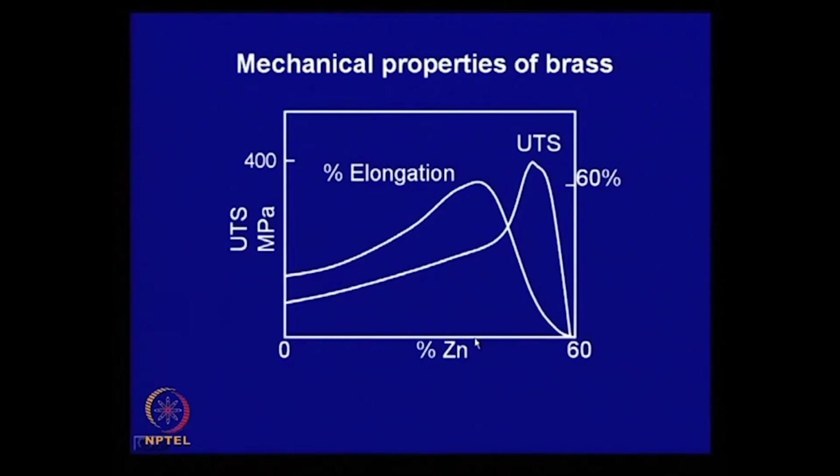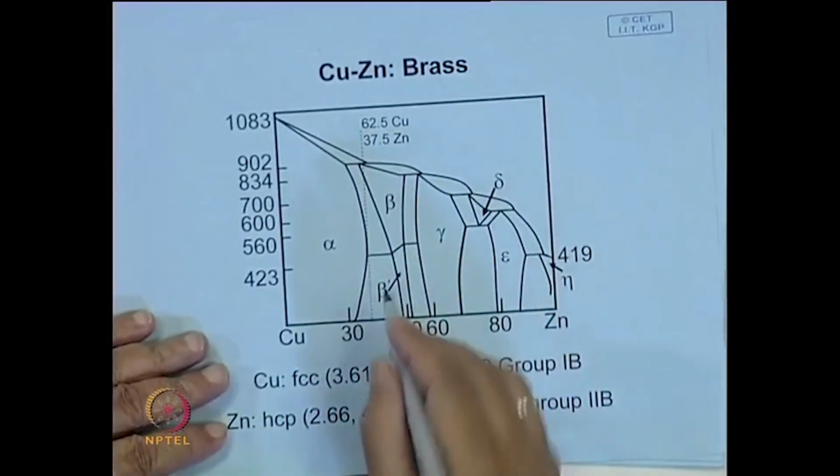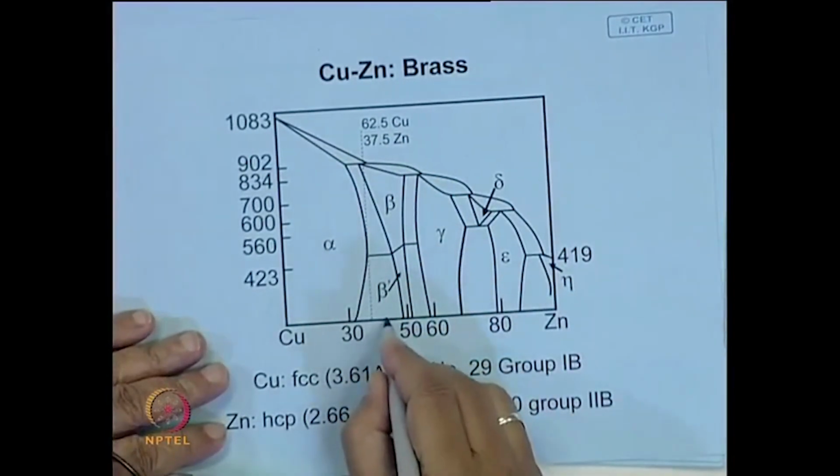So, 70 copper 30 zinc is a common alpha brass, and it is also known as cartridge brass, which is used for making cartridges. And another important cast alloy is 60-40 brass. If you look at that phase diagram, 40% zinc will be somewhere here.